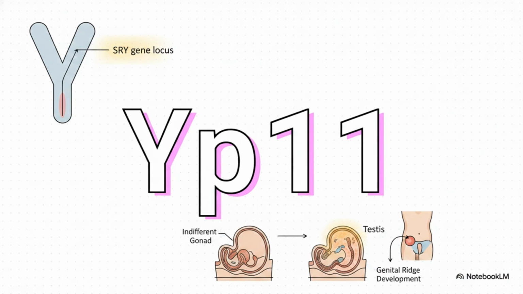Oh, and quick pro tip for your exams. You need to know the exact address of that testis-determining SRY gene. It's located on the short arm of the Y chromosome, formally designated as Yp11. Definitely commit that one to memory.